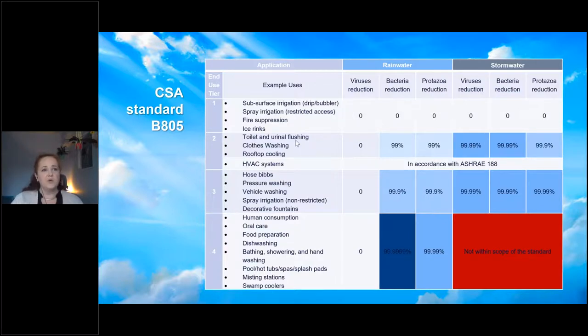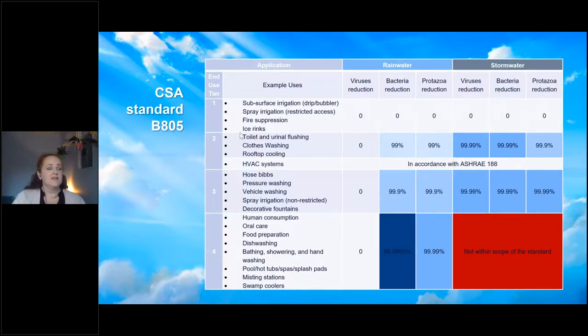As soon as you go for toilet and urinal flushing, particularly if it's just rainwater, you can see that there's a requirement to remove 99% of some of these pathogens. And what I want you to bear in mind is that every time we add another 9 to these figures, we might be looking at like a tenfold increase in price. We're certainly looking at an exponential requirement, which is going to get very expensive very quickly.